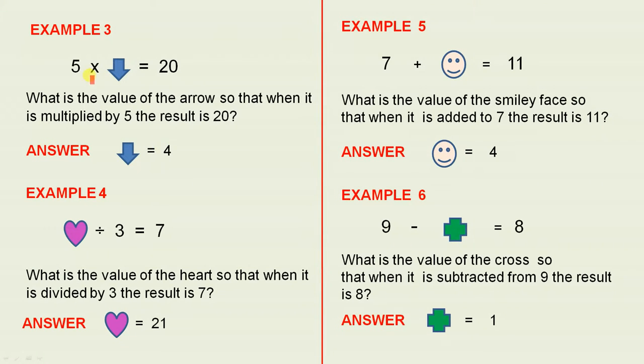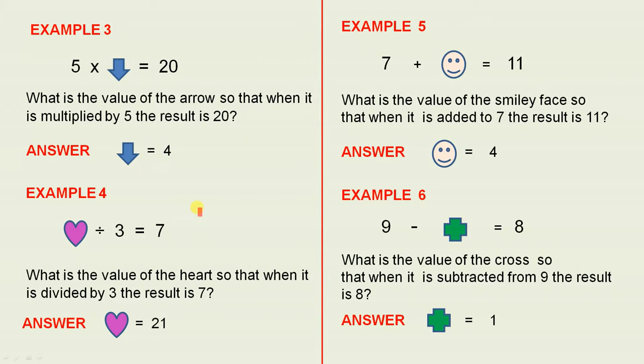Example 3. 5 multiplied by the arrow equals 20. What is the value of the arrow so that when it is multiplied by 5, the result is 20? Now, if you know your 5 times tables well, 5 times 4 equals 20. So the arrow equals 4.